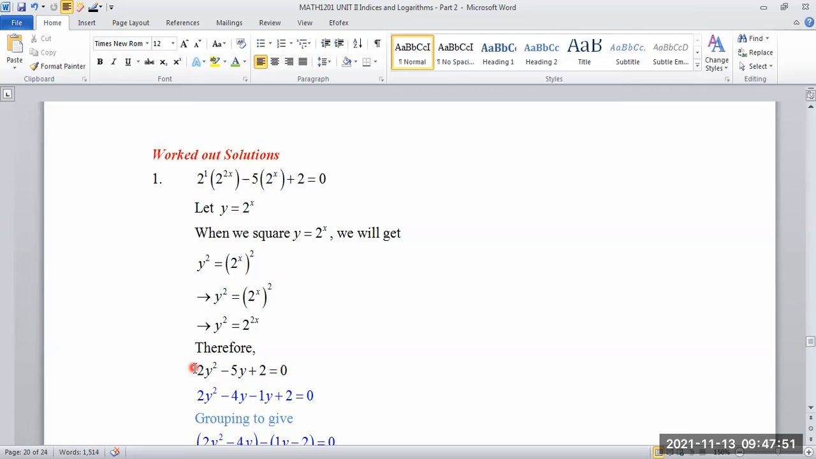And the two numbers that, when multiplied together, will give me positive 4, but when added will give me negative 5. That will be negative 4 and negative 1. See here? Negative 4 and negative 1.